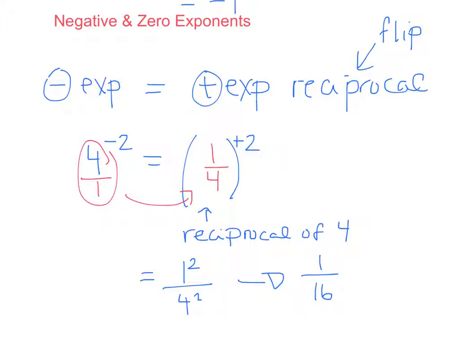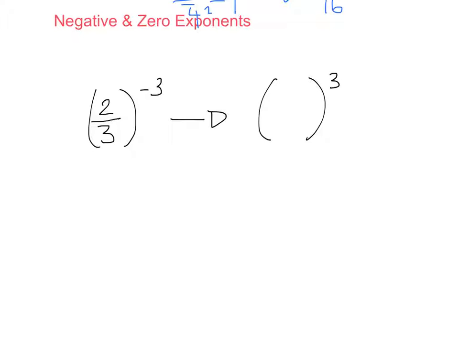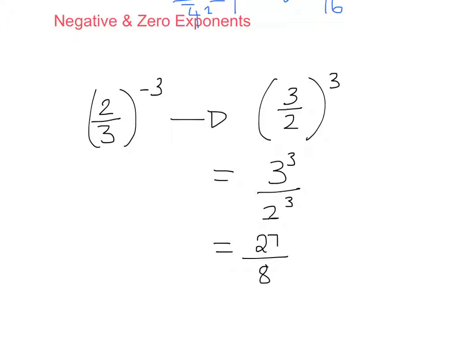If you have a fraction, it works the exact same way. So let's say we had 2/3 to the power of negative 3. You take this exponent and you make it positive, but in order to do that, you have to flip the fraction. So the reciprocal of 2/3 is 3 over 2. So then you take that exponent and you apply it to the numerator and the denominator. So 3 cubed over 2 cubed means 3 times 3 times 3 over 2 times 2 times 2, and you're done.